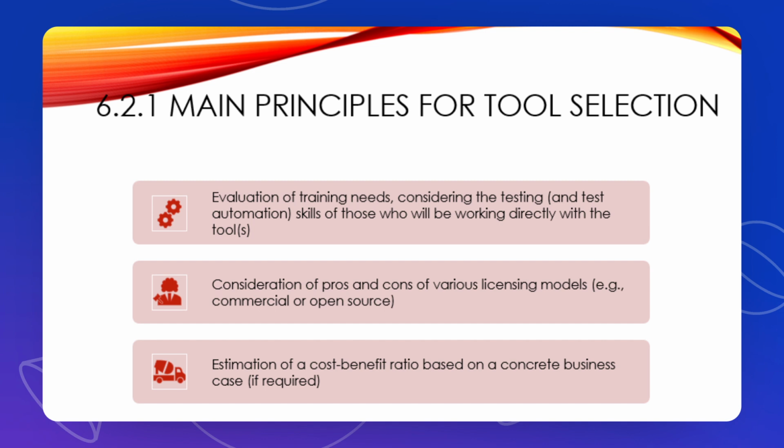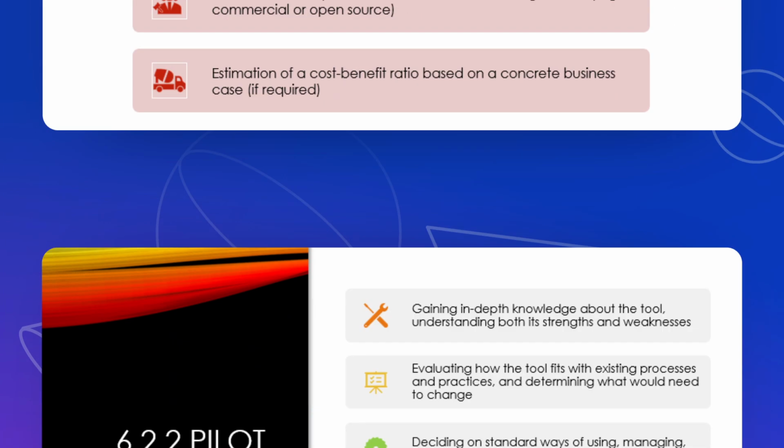A main principle of selecting tools is evaluation of training needs, considering the testing and test automation skills of those who will be working directly with the tool. For example, if there is a test automation tool, then we should train the resources. Consideration of the pros and cons of various licensing models, for example commercial or open source. Estimation of cost benefit ratio based upon a concrete business case if required.